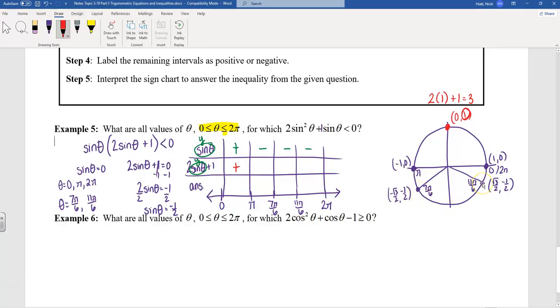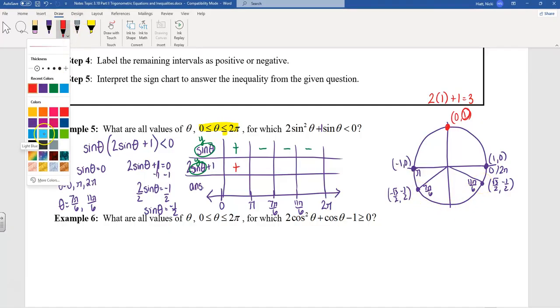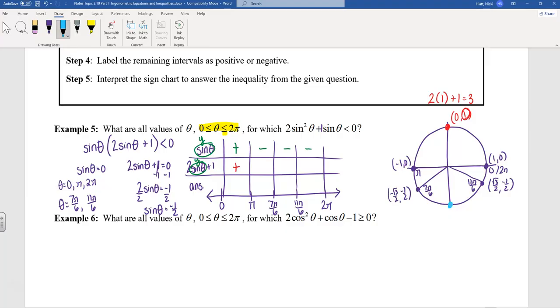7 pi over 6 to 11 pi over 6. I can pick any point that I want in between 7 pi over 6 and 11 pi over 6, but I like to pick this one right here because the coordinates are easy. 0, negative 1. Right? And so my formula is 2 sine theta plus 1, but sine's just the y coordinate, right? So I'm going to take this y coordinate. I'm going to do 2 times sine theta, which is that y coordinate, negative 1, plus 1. That gives me negative 2 plus 1, which is negative 1. Negative right there.